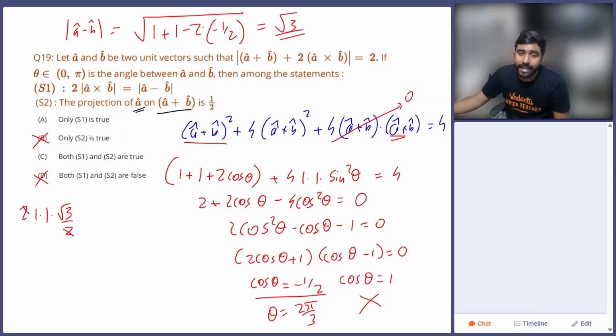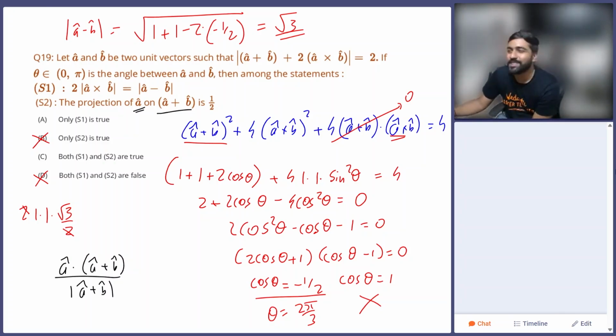The projection of A cap on A cap plus B cap. So that's A cap dot (A cap plus B cap) divided by the magnitude of A cap plus B cap. This is what we are looking for. Right? So what is this? A cap dot A cap is 1 and A cap dot B cap is your cos theta, the angle between the two of them. The magnitude of A cap plus B cap will be what? Root of 1 plus 2 cos theta is what you will get over here. So what do you have in the numerator? 1 minus 1 by 2, that's 1 by 2. In the denominator, 1 plus 1 minus 1, that is 1.